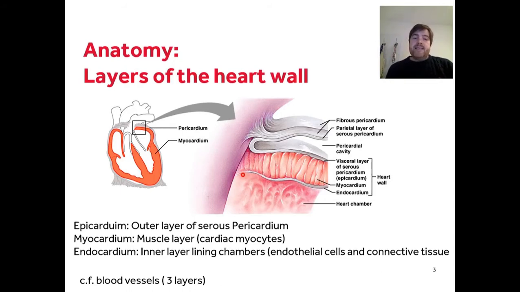And again, the inner layer, the endocardium. Again, endo normally refers to things facing inwards when we're talking about anatomy. That's the inner lining of the chambers. So again, that's connective tissue, but it's worth bearing in mind that endothelial cells also line the chambers of the heart. And again, you could compare that to blood vessels, which have a similar 3 layered structure as well, even though the overall anatomy is quite different.